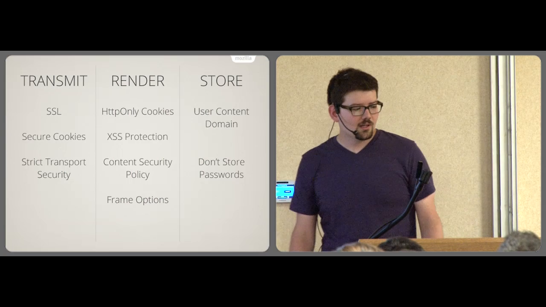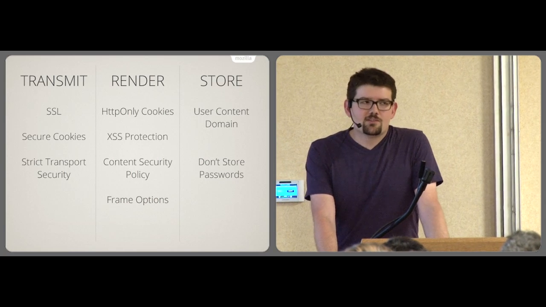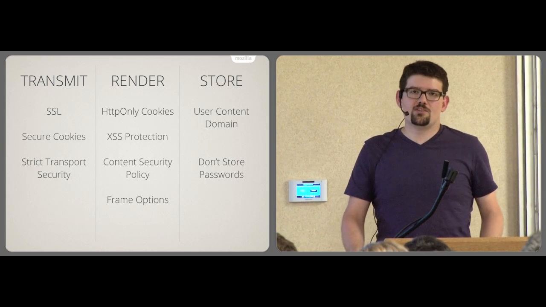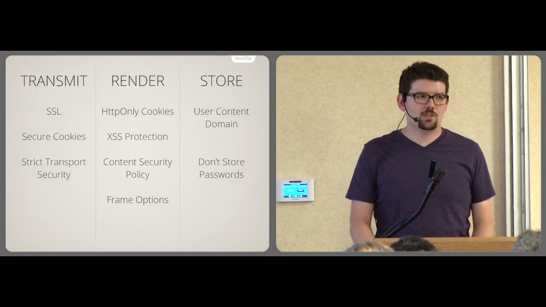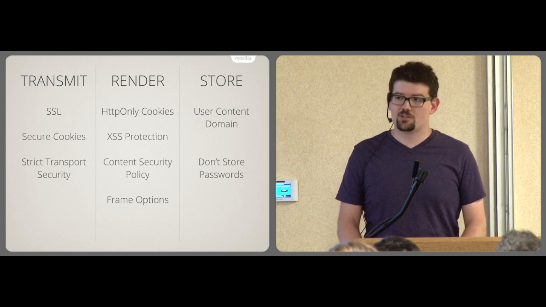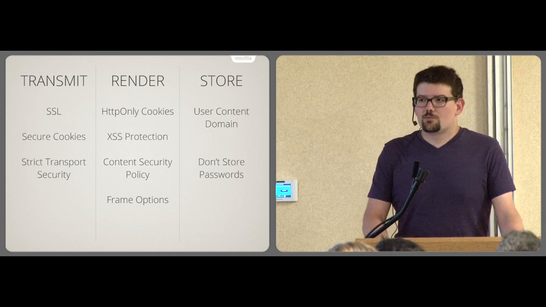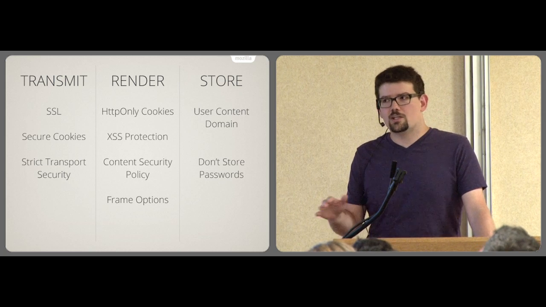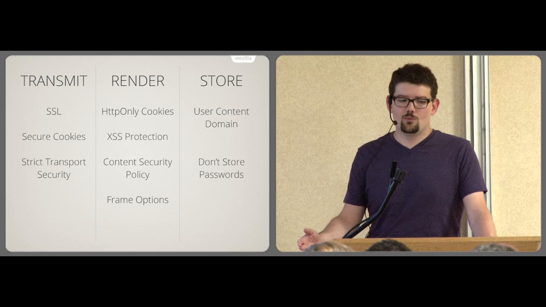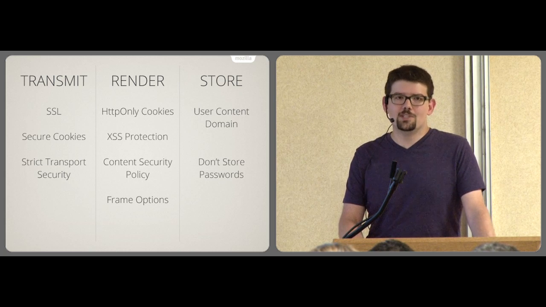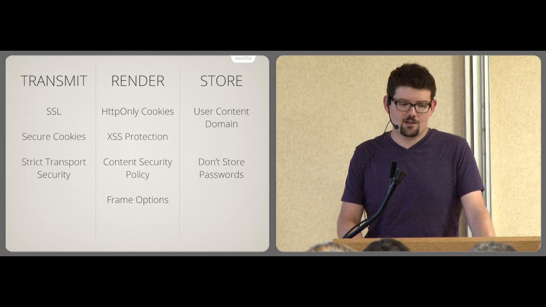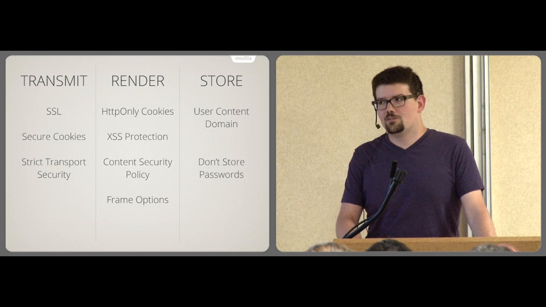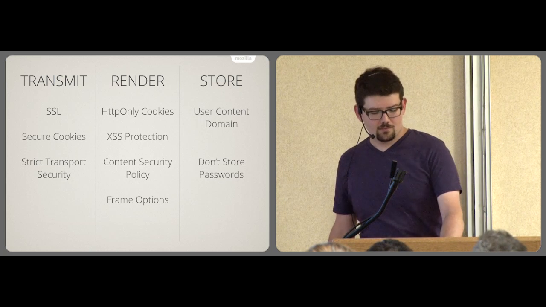But in summary, transmitting data: use SSL and make sure it's getting used by setting strict transport security. Set secure and HTTP-only cookies so that those cookies cannot be intercepted in flight and can't be intercepted and inspected by malicious scripts on your page. When you're rendering your page, send XSS protection, content security policy, and frame options headers. That will completely inoculate you against entire classes of attacks in the space of, maybe, 20 or 30 bytes in a header. And when you're storing data, isolate it to its own domain. And if you can at all avoid it, don't store passwords or things derived from passwords. The way you can do that is Persona.